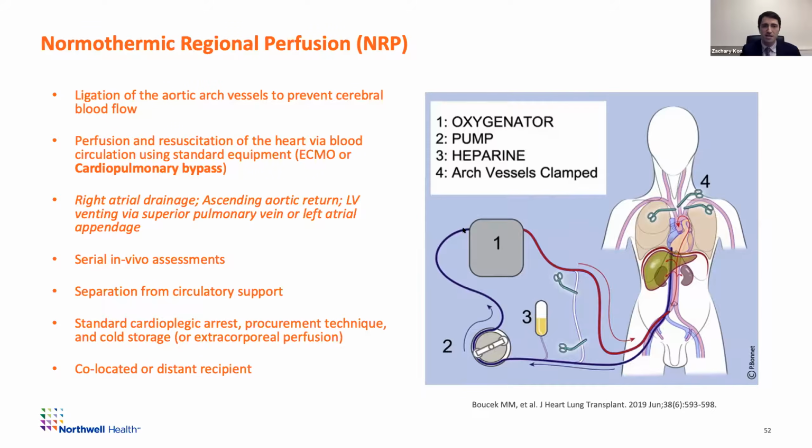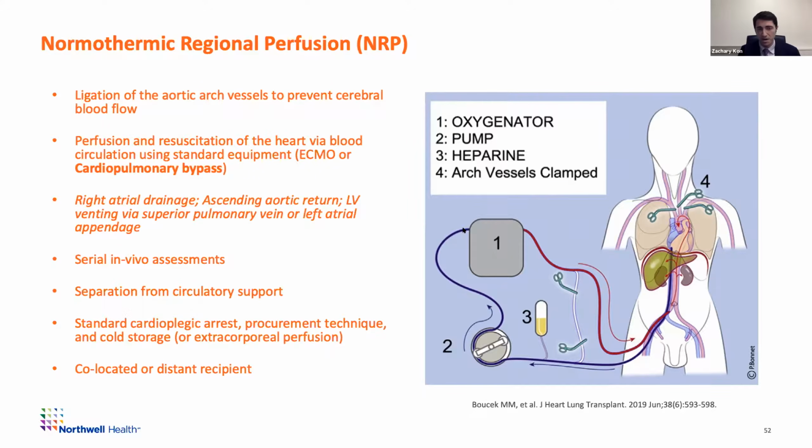And the question is asked, well, then why ligate the head vessels in the first place? And the answer is not to create brain death, but to avoid changing the natural progression of brain death from a circulatory arrest. So we don't want to alter the status quo that would happen but for our intervention. So therefore, we allow the normal progression of brain death, but this patient has already died prior to any intervention we make. So after we ligate the head vessels, we perfuse and resuscitate the heart and all other organs via blood circulated using standard equipment.